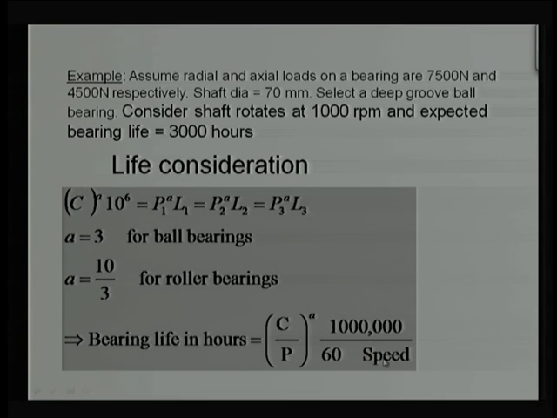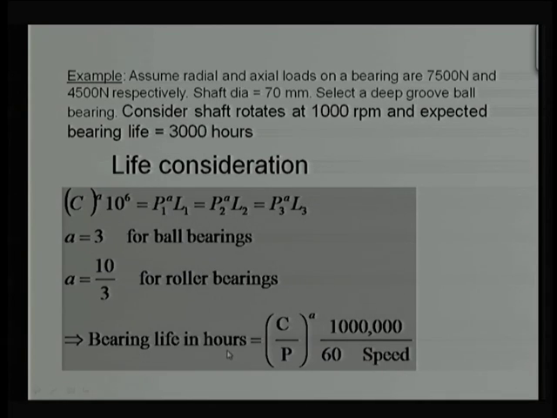What is that? It says that we are counting the speed. We know this is 1000 rotations per minute. If I multiply by 60, then it will be 60,000 rotations per hour, and we require bearing life in hours. That's why this equation has come.